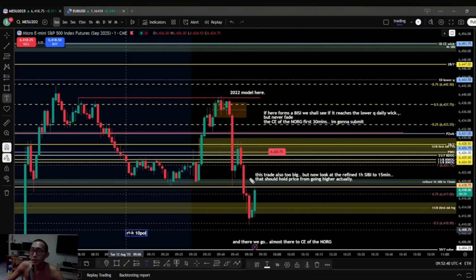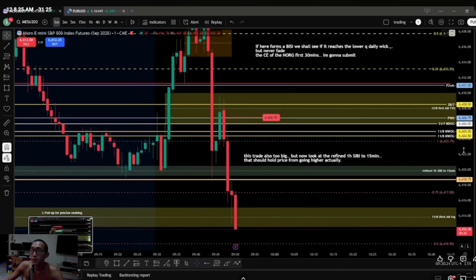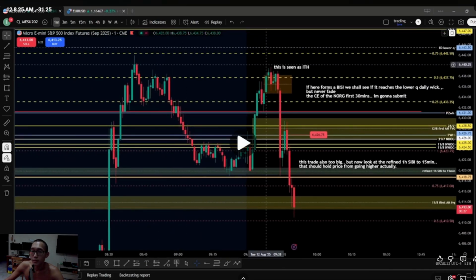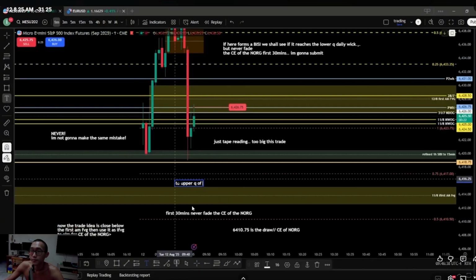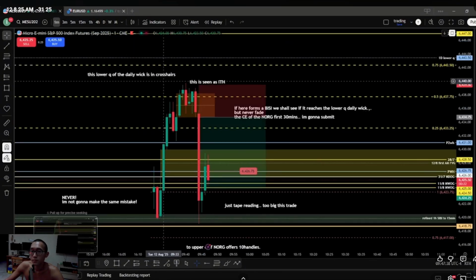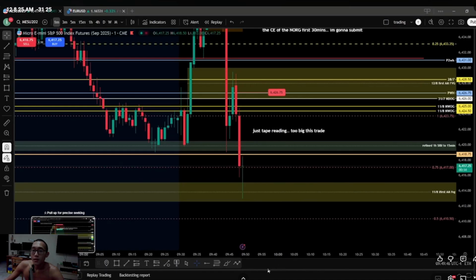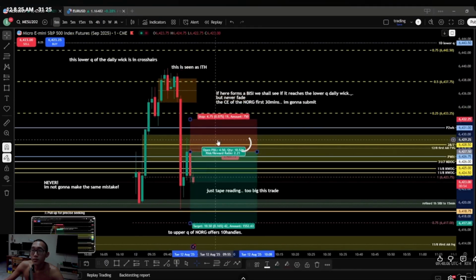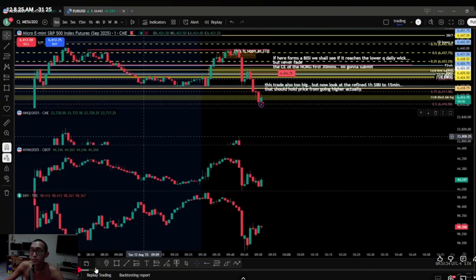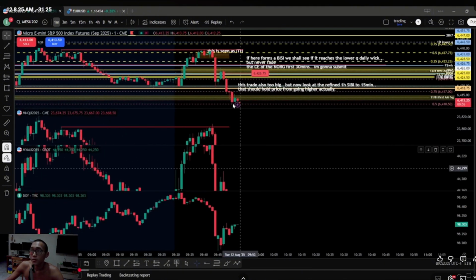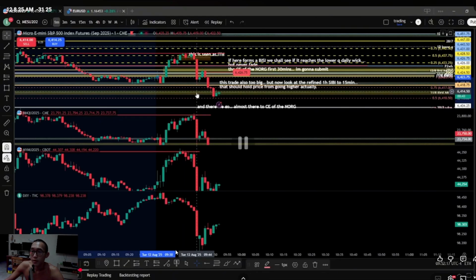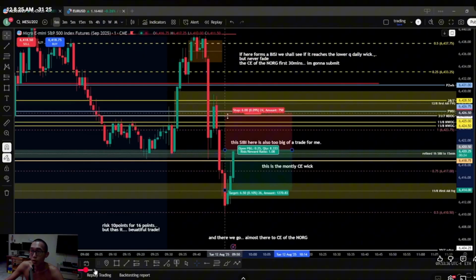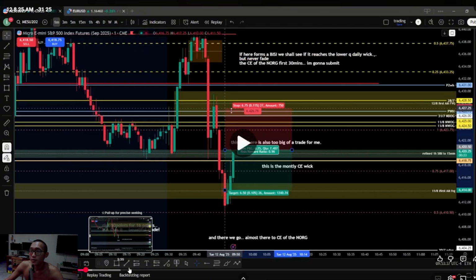Okay, this is the 1 minute chart. Let me go ahead and see the 15-minute chart first. Yeah, so I didn't take this trade because the risk was too big. But as you can see, Dow, Nasdaq, S&P also formed the same BC, and the dollar is also going the same. So yep, there we go.